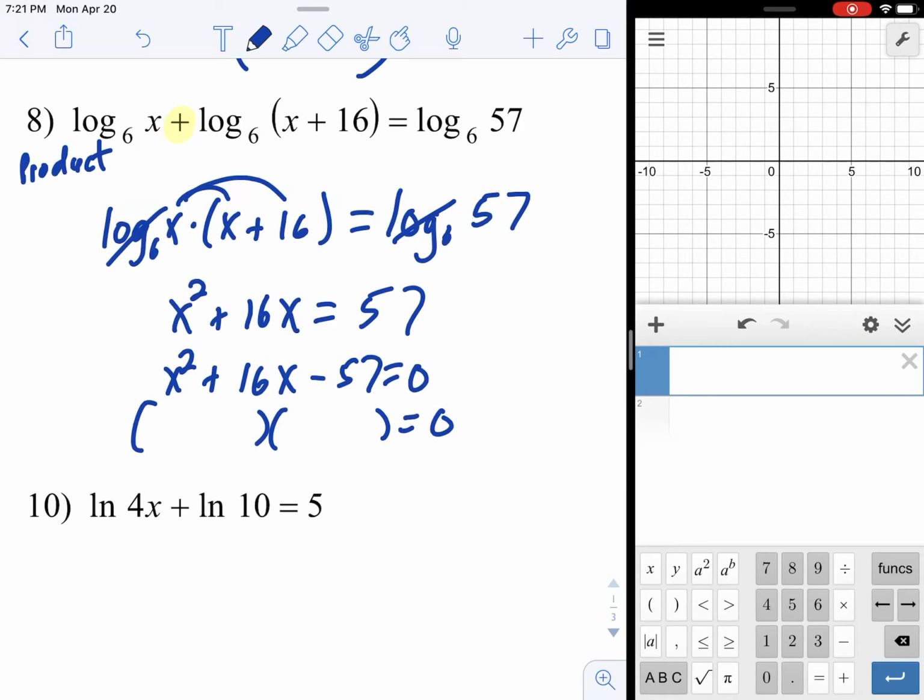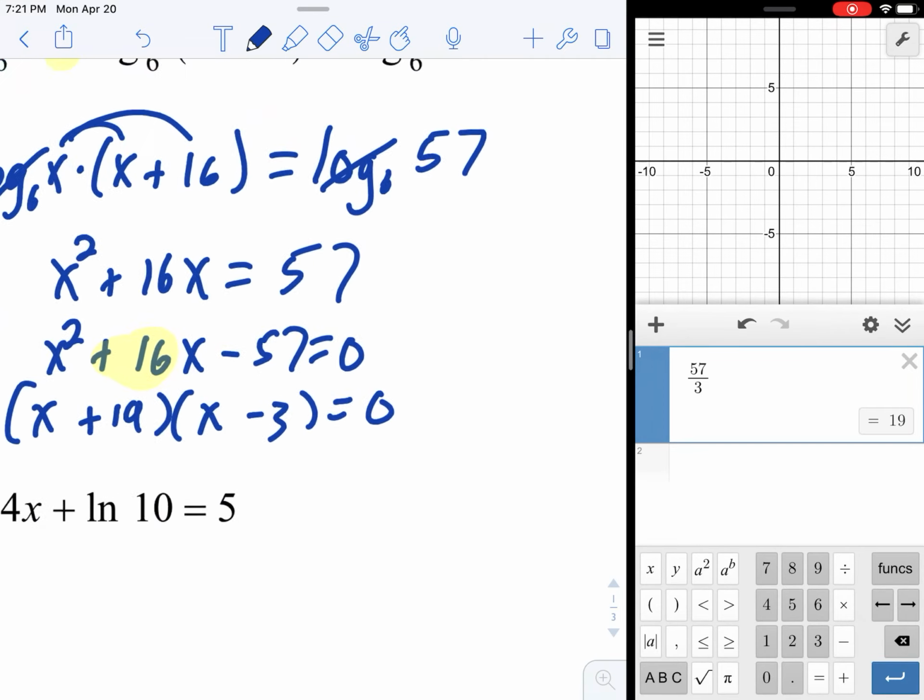57 is a weird number. Let's see, what's 57 divisible by? It is divisible by 3. In fact, 3 times 19 is 57. And it just so happens you can do something with a 3 and a 19 to get a 16. If I had a positive 19 and a minus 3, that would do the trick.